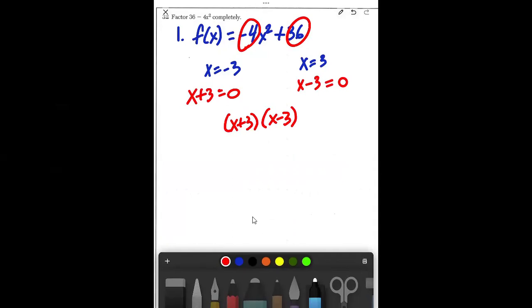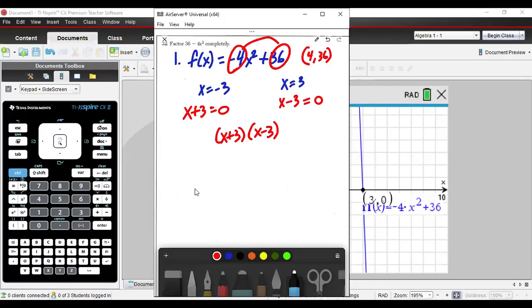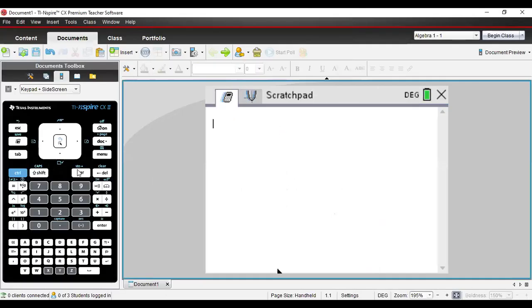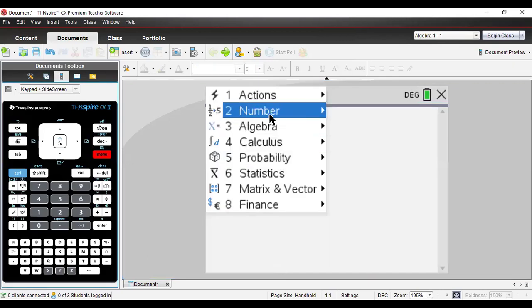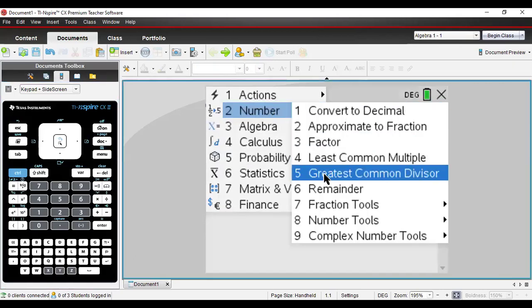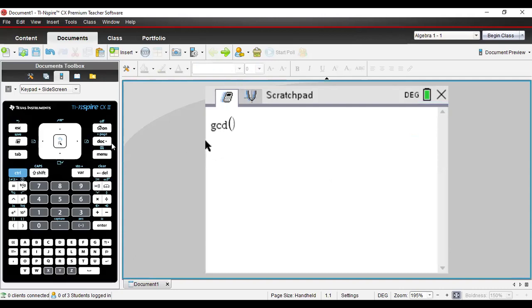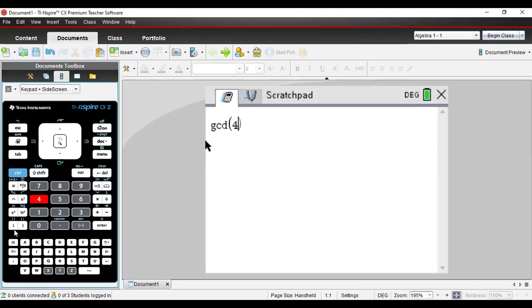So one of the things you always have to do once you've gotten your function is find the greatest common factor between the terms. So right now I have 4 and 36. I need to find the GCF. And I'm going to use the calculator again. So I'm going to go to menu, you go to numbers and it's option 5, greatest common divisor. We're looking for the greatest common factor. So we're going to put 4, then you put a comma between them and then 36, and then you press enter. So that tells you that the greatest common factor is 4.